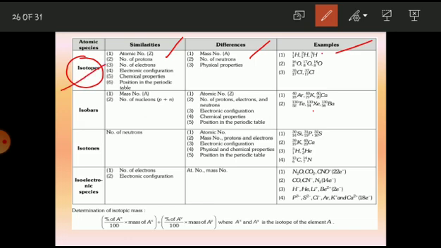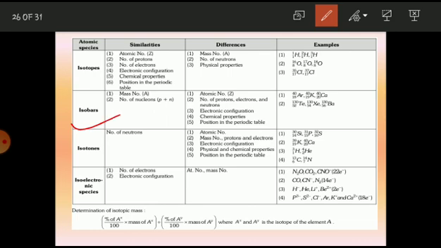So what are the similarities present for the isotopes? They have the same atomic number, number of protons, number of electrons, electronic configuration, chemical properties, and position in the periodic table. These all similarities will be there. And what are the differences? The mass number and the number of neutrons will be different, and the physical properties will be different. So isotopes are the species whose atomic number is same but mass number is different. The second one is isobar.